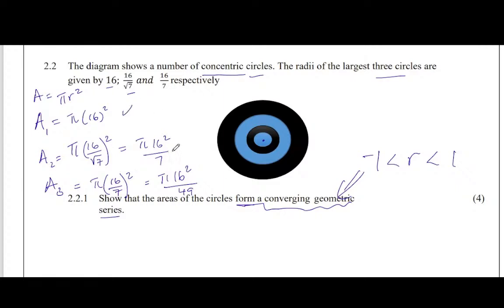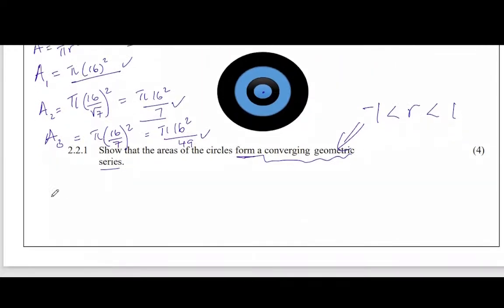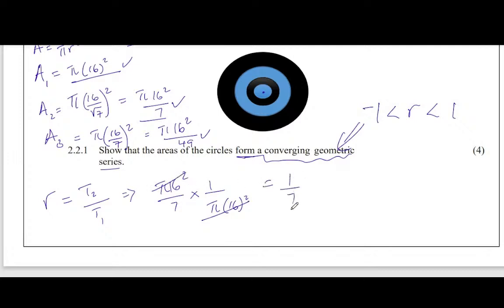So if this is my first term, second, and third, because now my focus is just these areas, I need to determine the common ratio. And I know that for me to get the common ratio, I can get T2 divided by T1. So this is going to be pi 16 squared over 7. I'm dividing it, I'll just say times 1 over pi 16 squared, because I'm dividing by pi 16 squared, and then I change the sign to multiplication. So this is going to cancel that, and then I'll be left with 1 over 7.